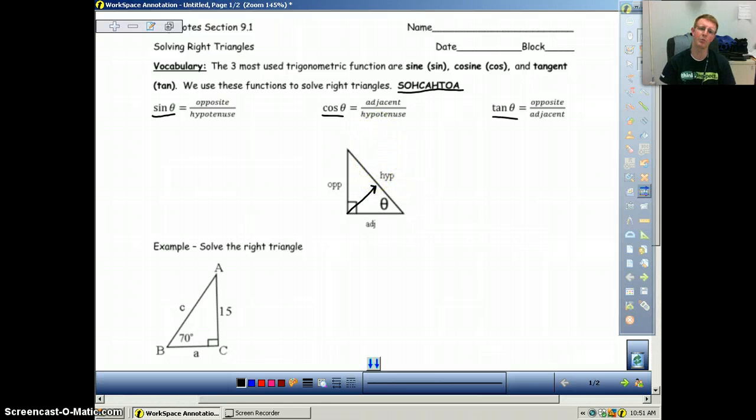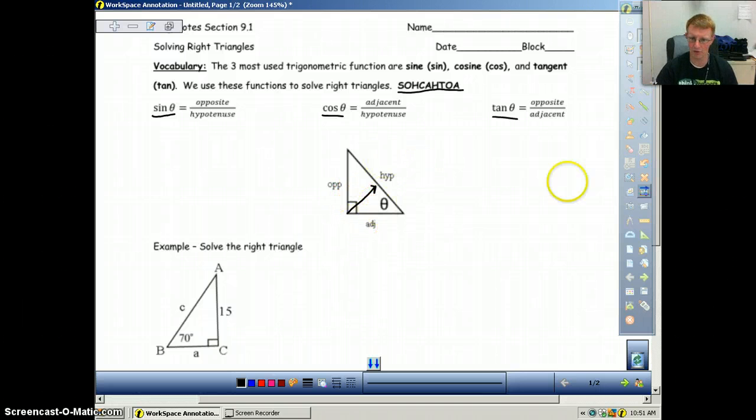How do we know that? Well, because the hypotenuse is the longest side of the triangle, and the longest side will always be across from the longest angle, and in a right triangle, the 90-degree angle is always your biggest angle. So these are the ratios that we're going to be dealing with, and we just need to make sure that we appropriately name our sides.